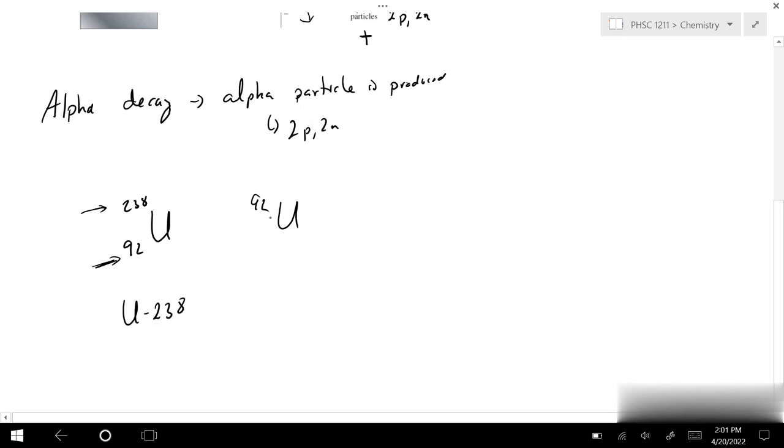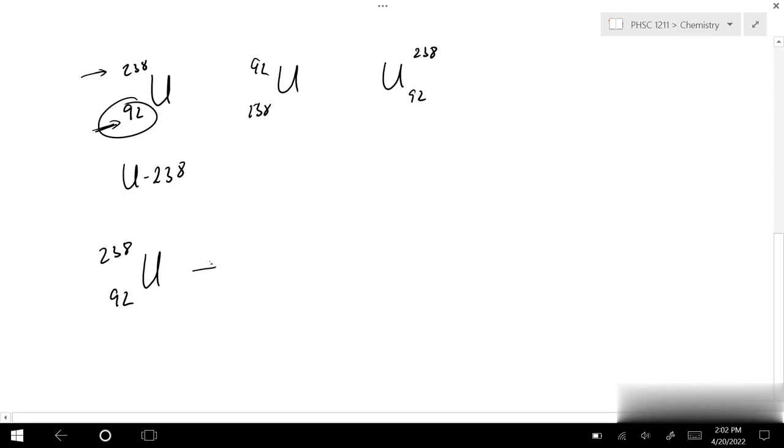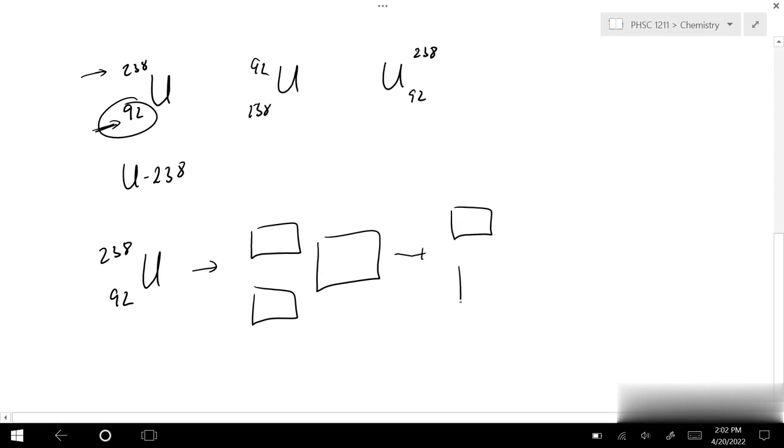Sometimes you'll see it written like that, and sometimes you'll see it written on this side. They're all the same. The thing you've got to remember is the smaller number is your atomic number, the number of protons, and the bigger number is your atomic mass. So let's take an alpha decay for uranium. This is the uranium-238 isotope, and I'm going to make some boxes here. We want to produce an alpha particle.